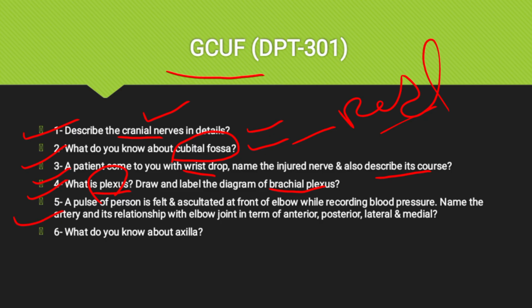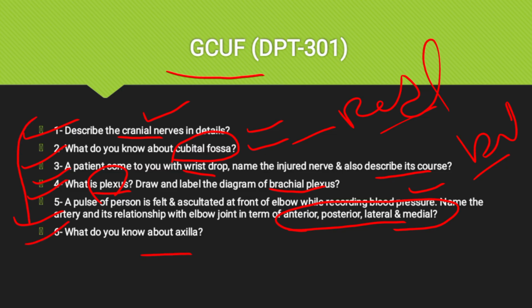The fifth question is: a pulse of a person is felt and auscultated at the front of the elbow while recording blood pressure. Name the artery and its relationship with the elbow joint in terms of anterior, posterior, lateral, and medial. Describe its anterior, posterior, medial, and lateral relation. The artery where we record the blood pressure is the brachial artery. All these questions are very important and asked in the examination.